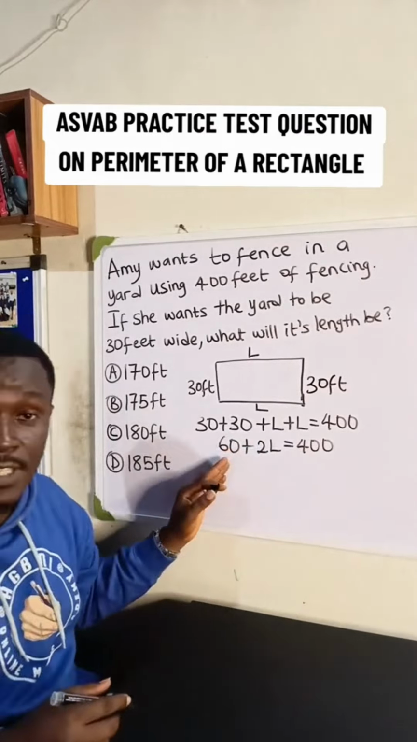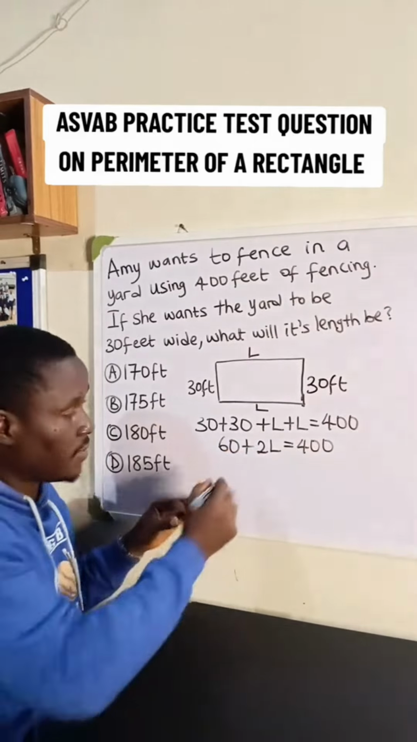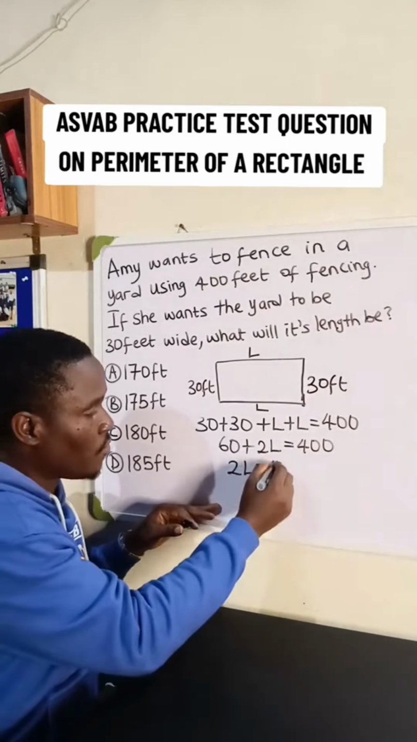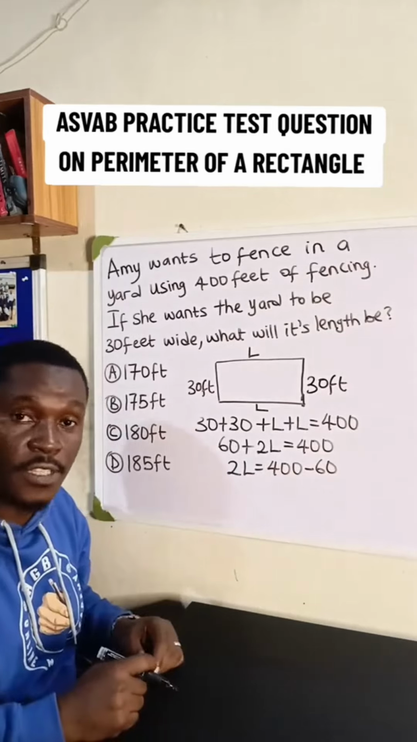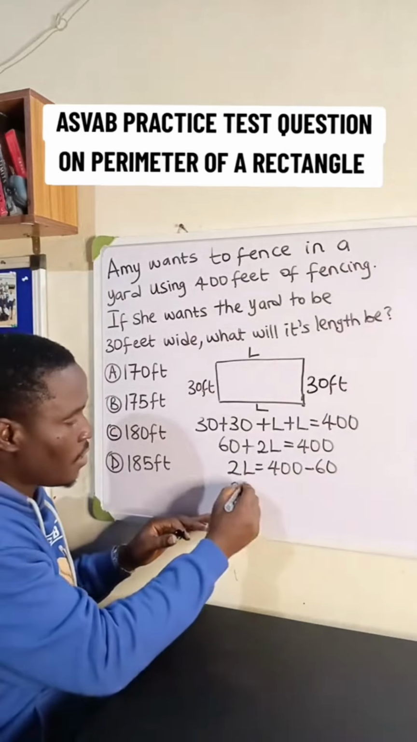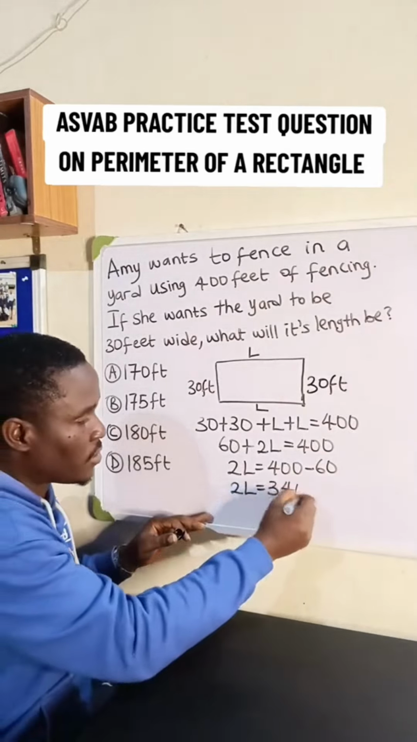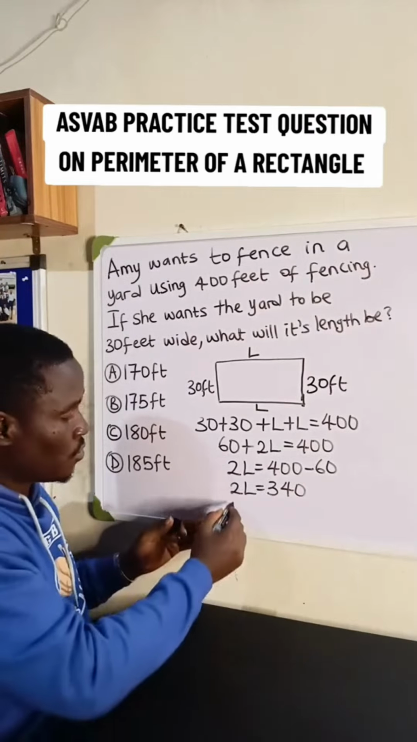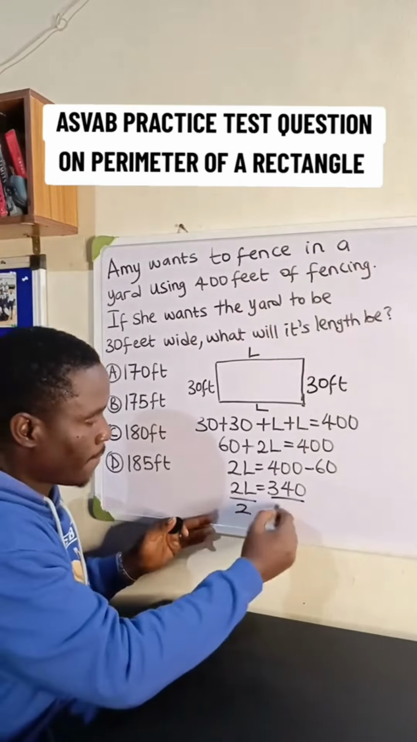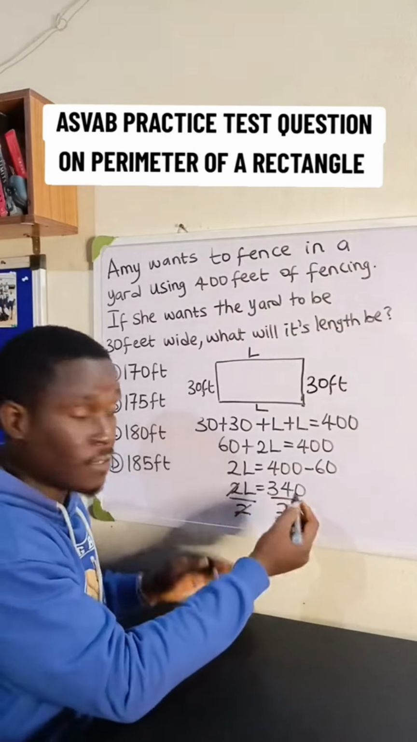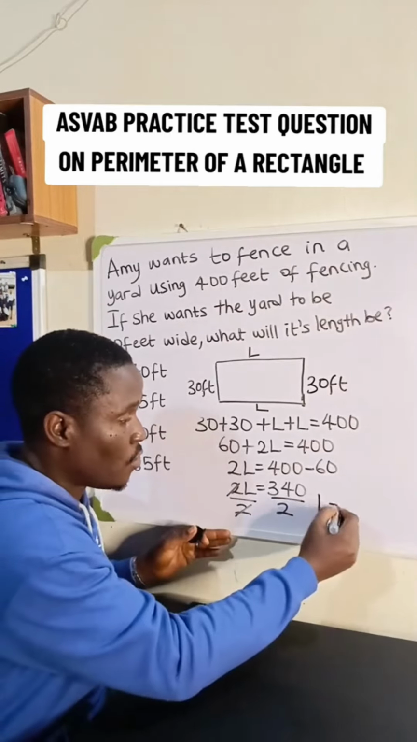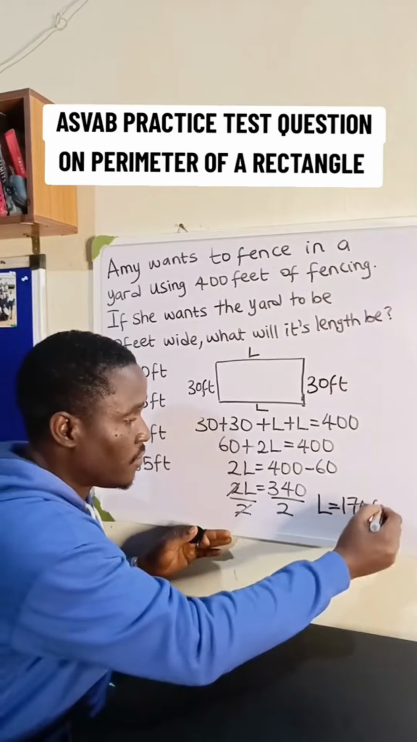We move 60 to the right, it's going to become a negative. So 2L is equal to 400 minus 60. 400 minus 60 is going to give us 340. 2L is equal to 340. So dividing both sides by 2, 2 is going to cancel out 2. 340 divided by 2 is going to give us L is equal to 170 feet.